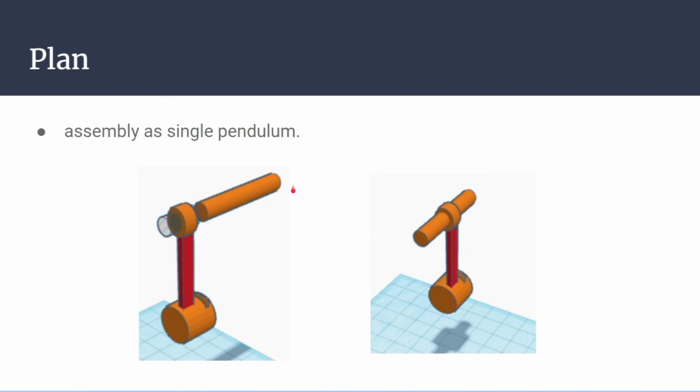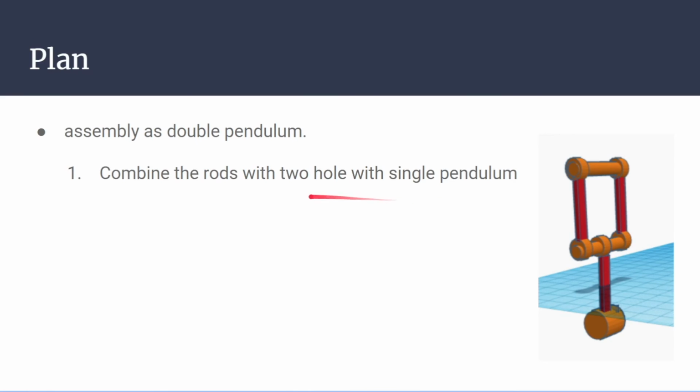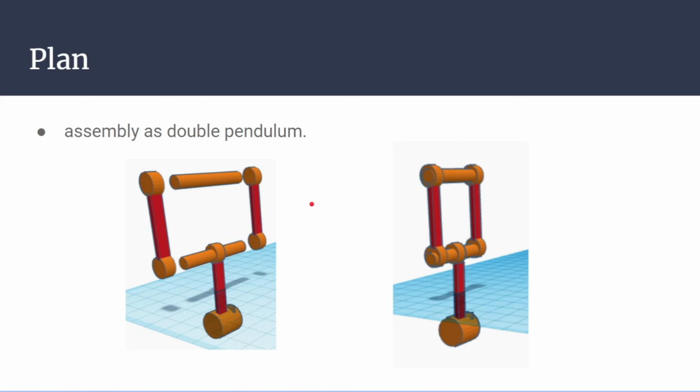Now let's talk about how we assemble the gadget and bearing as a double pendulum. So remember the single pendulum in the previous slide. To make the double pendulum, we combine rods with 2 holes with the single pendulum. So we will have a double pendulum like this.